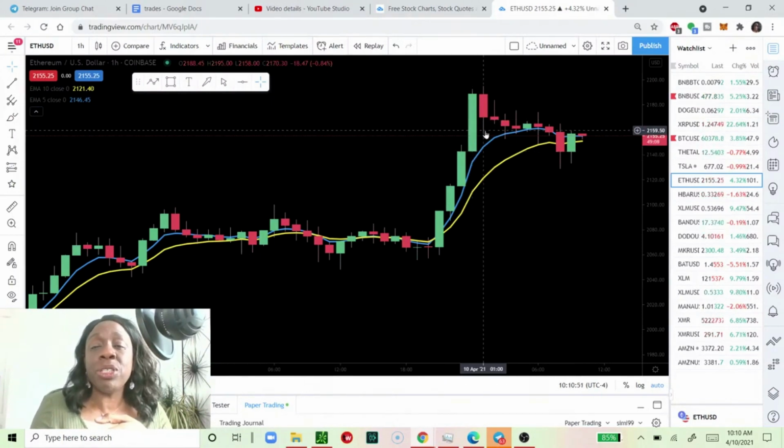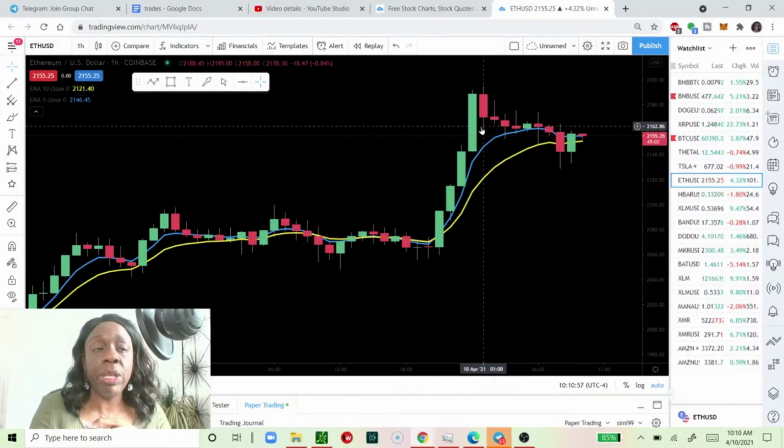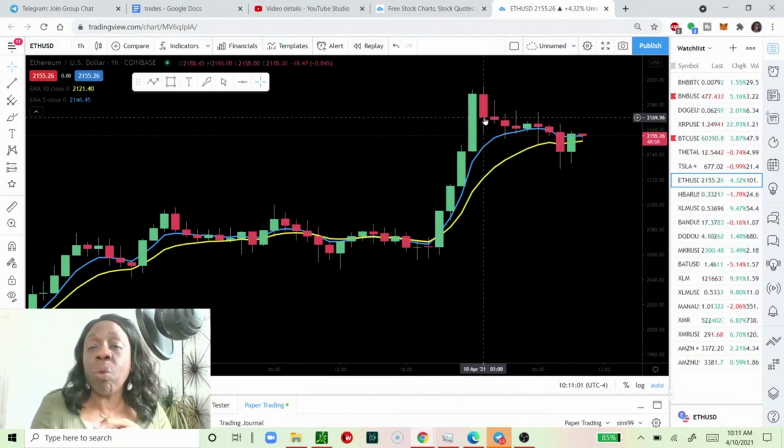And the wicks simply show you the extent to which price movement did go within that time frame. So in this case, we have a 1 hour time frame, and within the space of 1 hour here, the price of Ethereum came all the way down to the bottom of this wick, but it ended up closing at the bottom of the body of the candlestick.